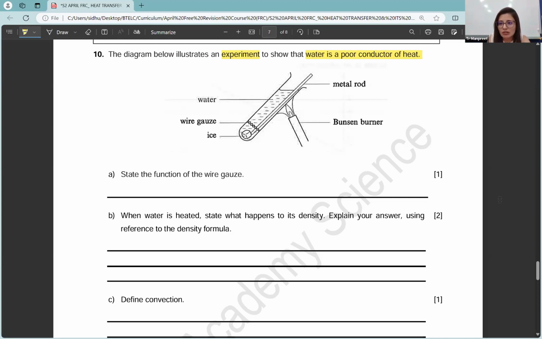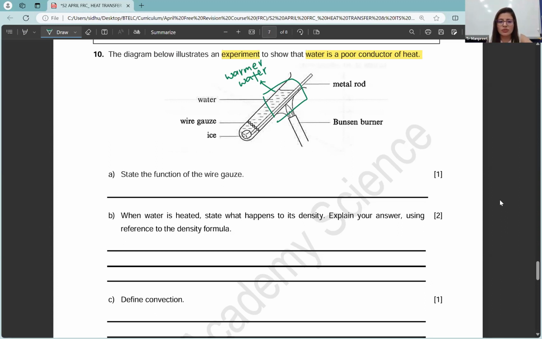Let's look at the diagram first. I have water, I have a metal rod. Metal is a very good conductor. I have a wire gauze, I have ice. So I roughly know maybe they're trying to melt ice, right? And I have a Bunsen burner here, so I'm heating this part of the water. So I know that my warmer water is going to be here. What do we know about warmer water? It rises and it's already at the top. Now let's look at whether the ice eventually is able to melt.